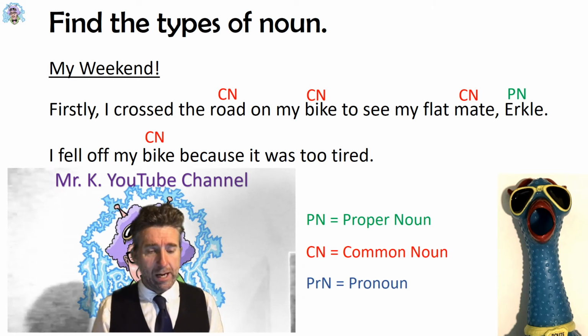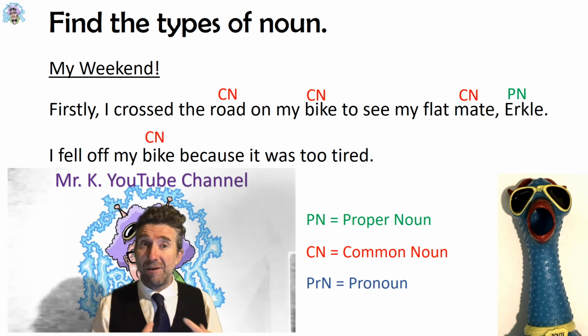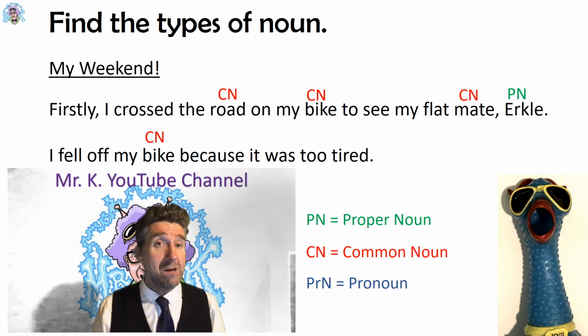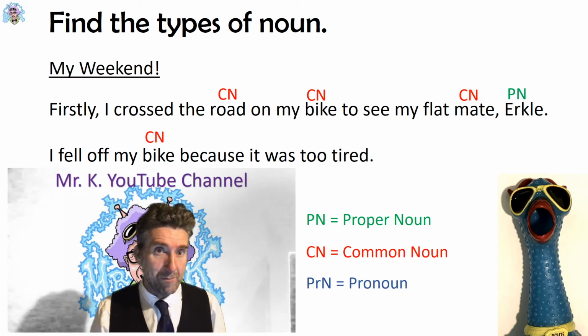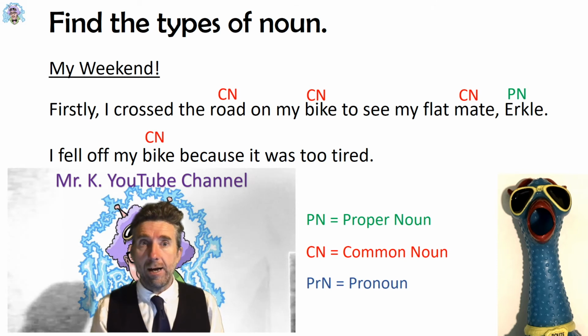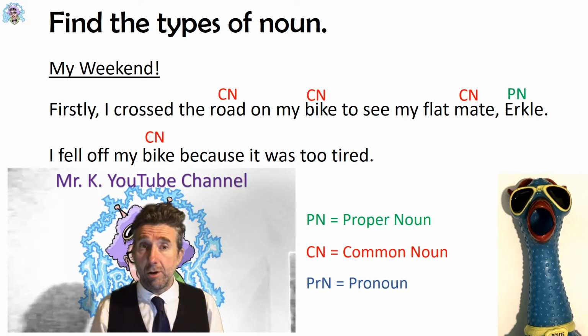So let's have a look through here. Firstly, I. That's talking about me. It's not saying my name. So it's a little bit of a non-specific label. It doesn't really say exactly what my name is. So I reckon I is a pronoun. Let's keep going. I crossed the road on my bike to see my flatmate Urkel. Doesn't look like there's any other pronouns there.